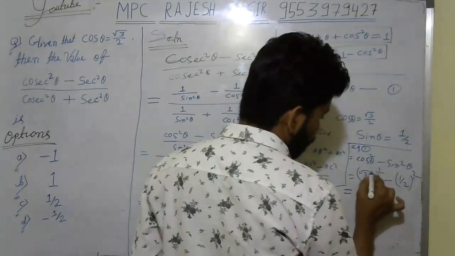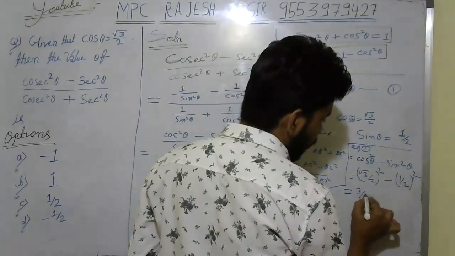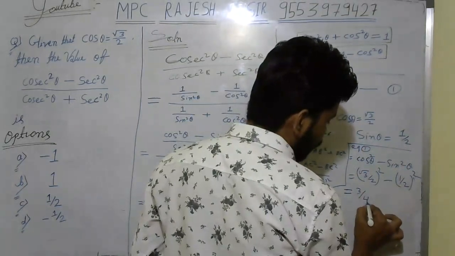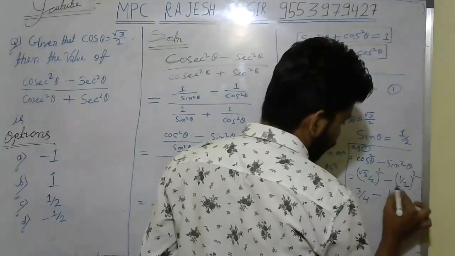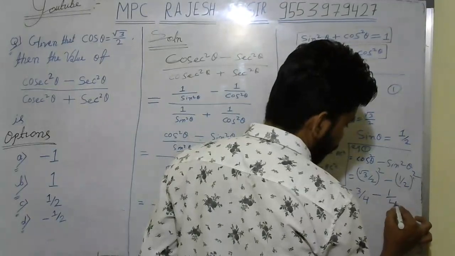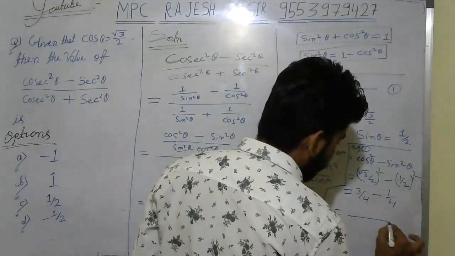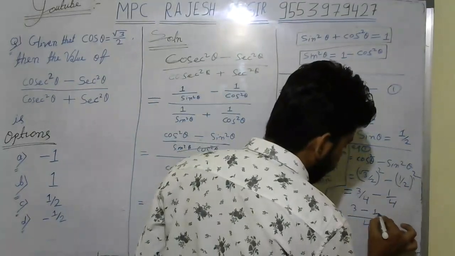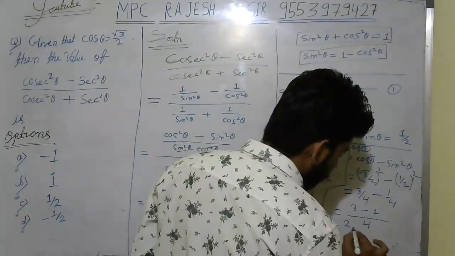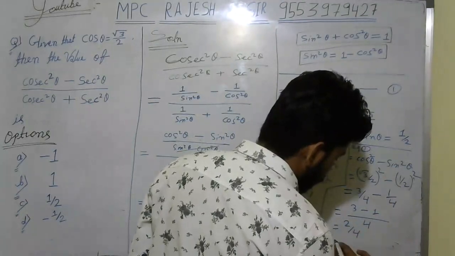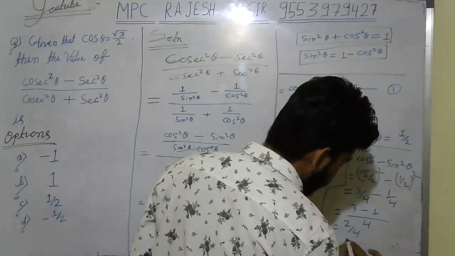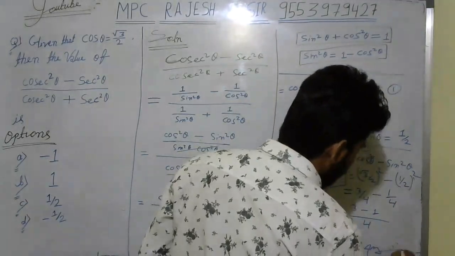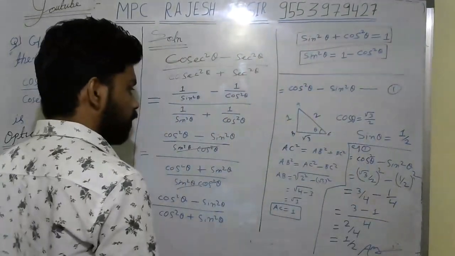So here the square root cancels with the square, and 2 square becomes 4. Here minus 1 square, 1, and here 2 square is 4. So we can solve here with LCM 4. So 3 minus 1 becomes 2 by 4. After solving you get 1 by 2. So 1 by 2 is your final answer.